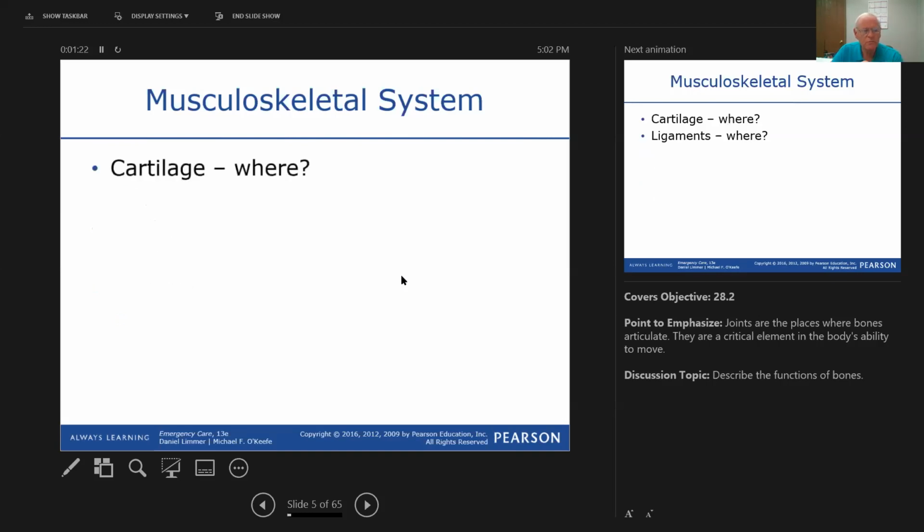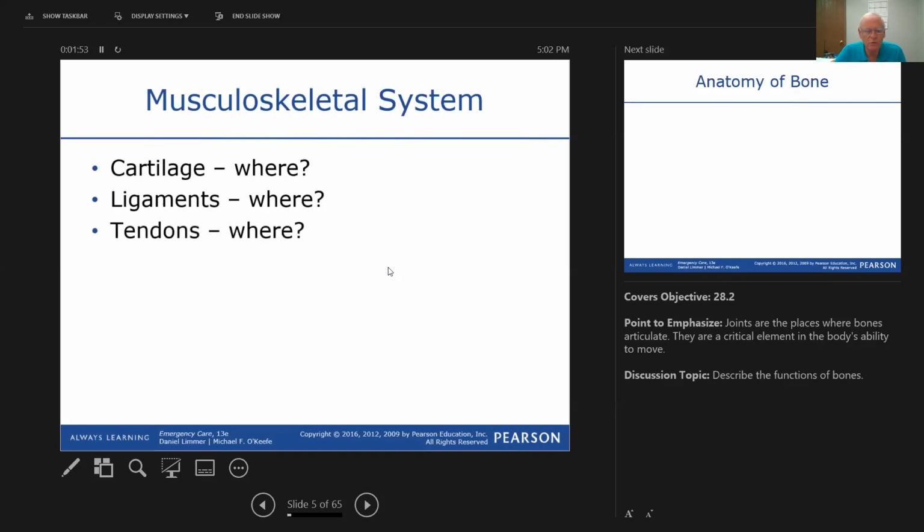So we have bones. We'll talk about those extensively here in just a little bit. We have cartilage. And where do we find cartilage? Again, cartilage is found at the ends of bones and between bones. And so it's kind of like a cushioning effect. We have ligaments, and those are tough fibrous bands of connective tissue. And where do we find those? They go from one bone to another to help give us structure for our joints. And we have tendons. And where do we find those? And again, tendons go from a muscle to a bone. So when the muscle contracts, the tendon is attached to a bone and makes that bone move.